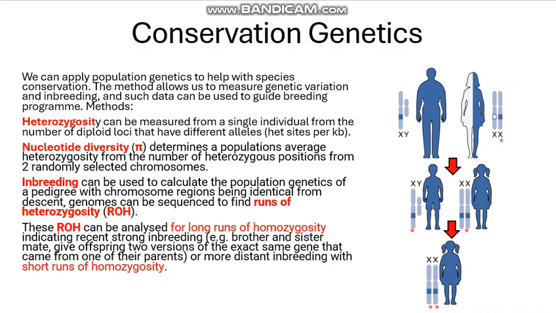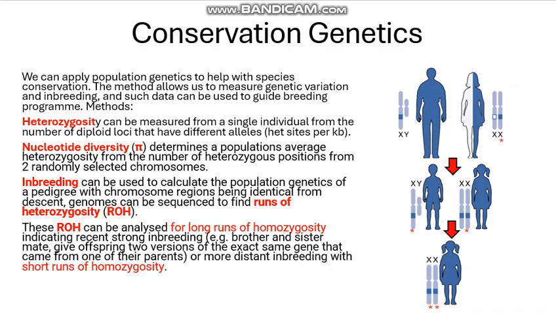by measuring nucleotide diversity, which determines the population's average heterozygosity from the number of heterozygous positions from 2 randomly selected chromosomes. Through measuring inbreeding, which can be used to calculate the population genetics of a pedigree, with chromosome regions being identical from descent. Genomes can be sequenced to find runs of heterozygosity, so runs on those chromosomes that are heterozygous, so different.